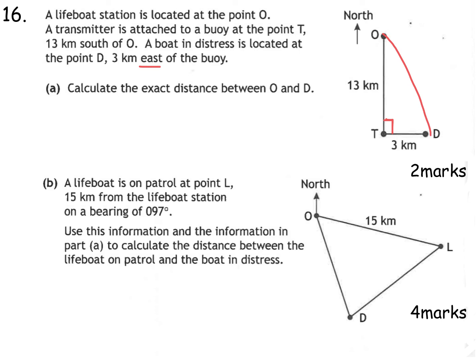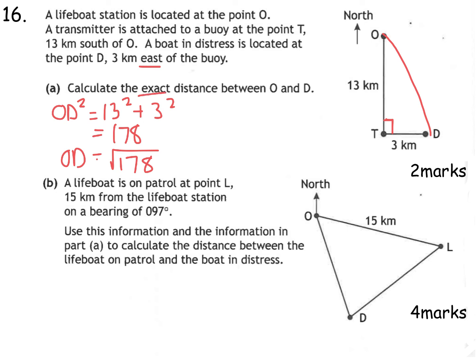So O to D squared is going to be 13 squared plus 3 squared, which is 178. And then that would leave you as the square root of 178. Now, that is the exact distance, okay? So I'm going to leave it as that. And I think that's what it's wanting by exact. So we're going to use that in part B, because there's O to D mentioned again. So there's our square root of 178.